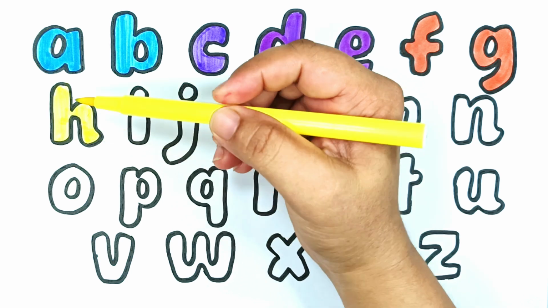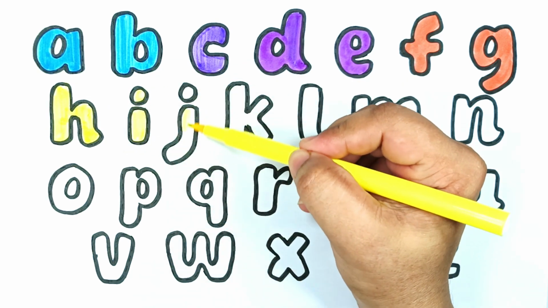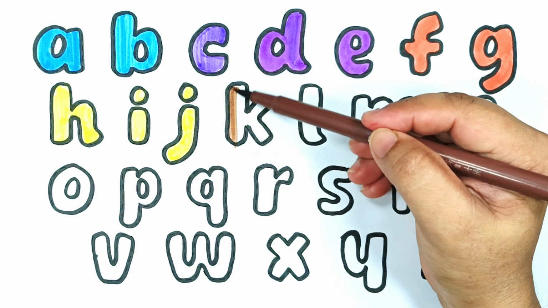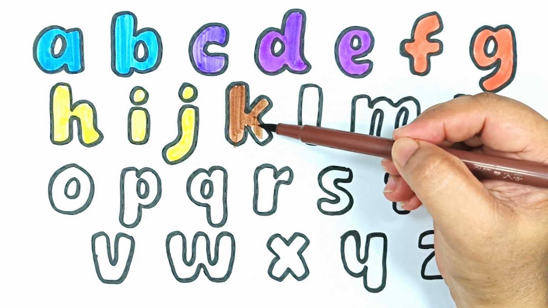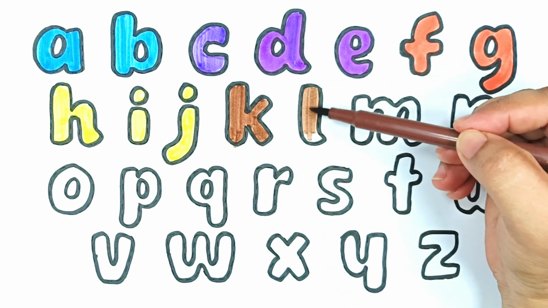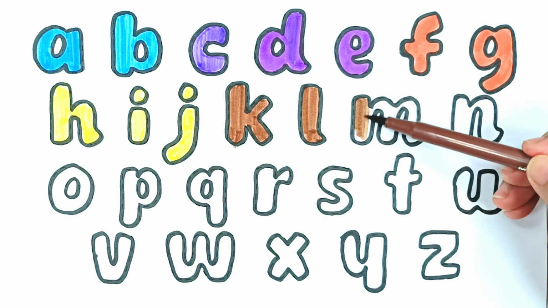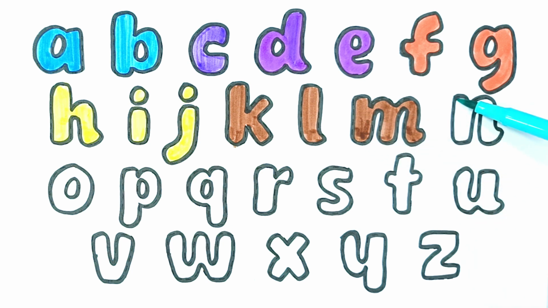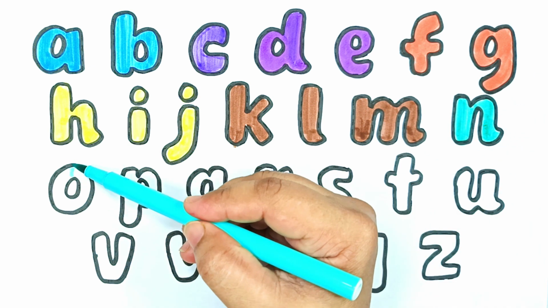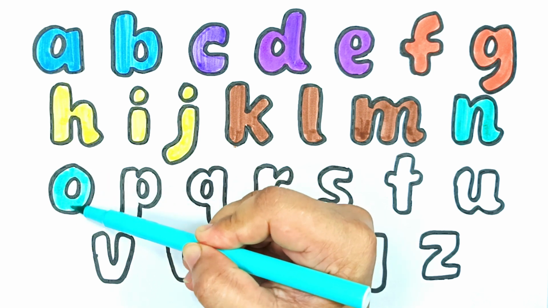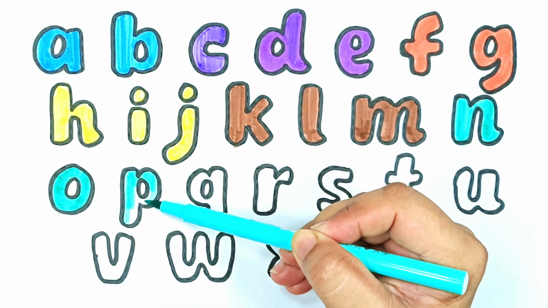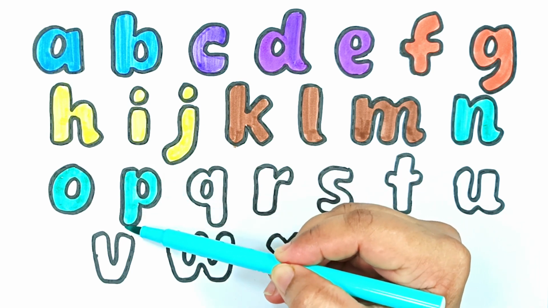H is for hat. I is for igloo. J is for jelly. K is for kite. L is for lion. M is for mango. N is for numbat. O is for onion. P is for penguin.